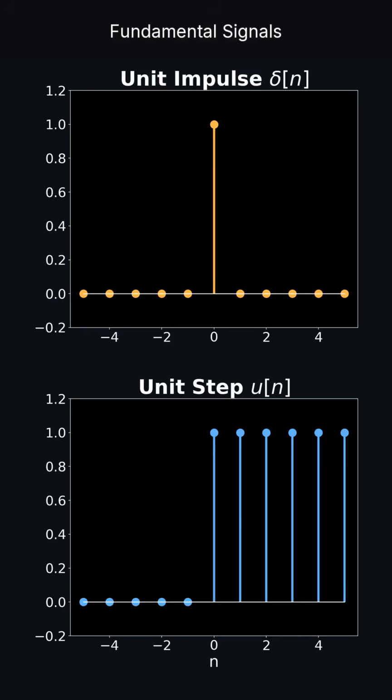Two fundamental discrete signals will appear constantly in this course. The first is the unit impulse, a single isolated spike at n equals 0. The second is the unit step, which turns on at 0 and stays at 1 forever.